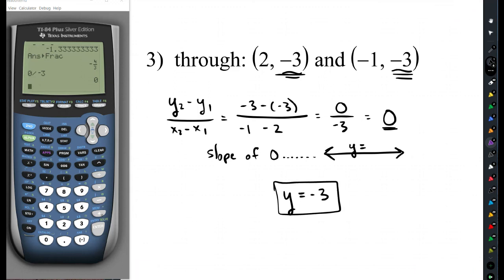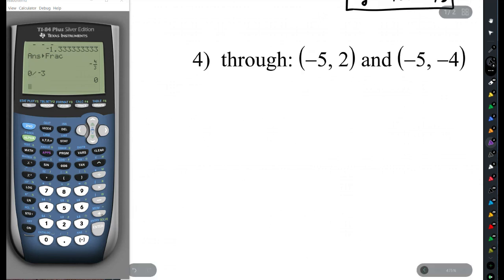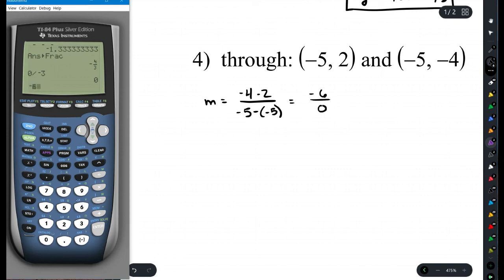Okay? Similarly, the next one here, when we find that slope, negative 4 minus 2, all over negative 5 minus negative 5, we have negative 6 over 0. Negative 6 divided by 0. You can't divide anything by 0. It's undefined. Which corresponded with a vertical line of x equals.